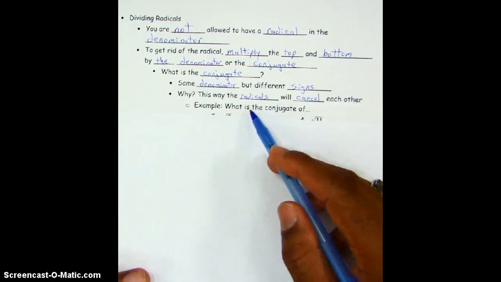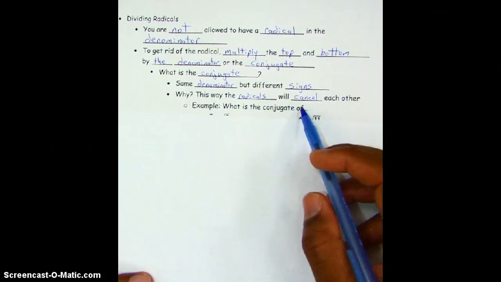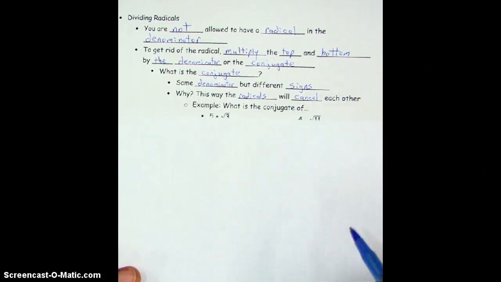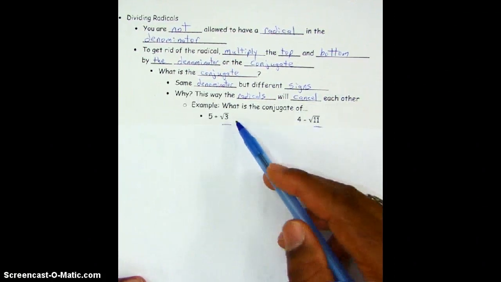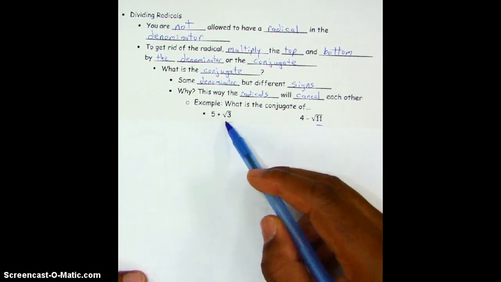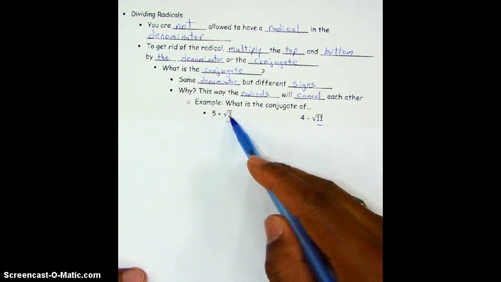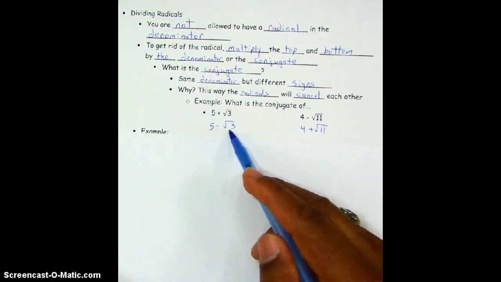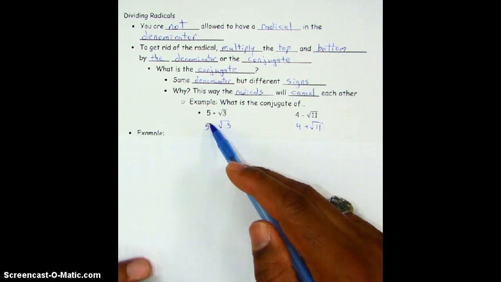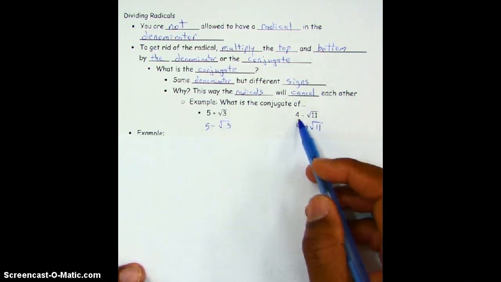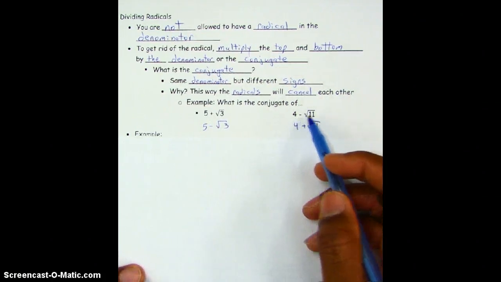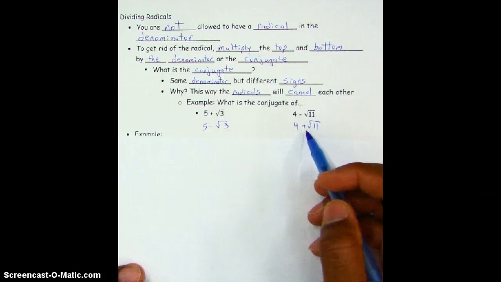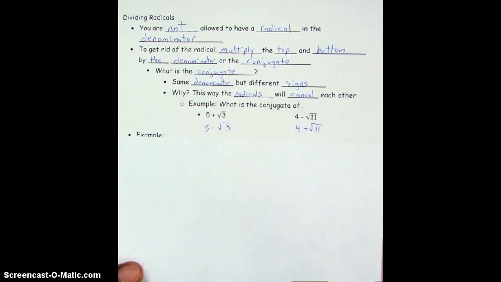All right, and this way, the radicals will cancel each other. So the radicals will cancel when you multiply by the conjugate. These are some examples where you have a number plus a radical. It's going to be that same number minus the radical, so you just do the opposite sign. And in this case, we have a number minus a radical, so we're going to do the number plus a radical. That's the conjugate, where you do the opposite sign.